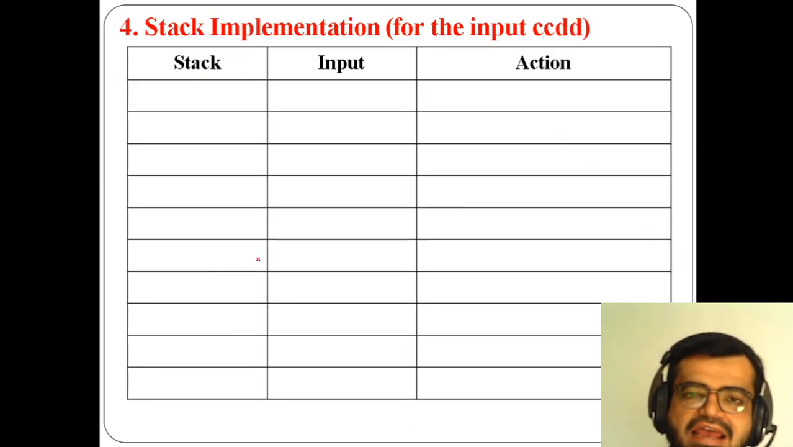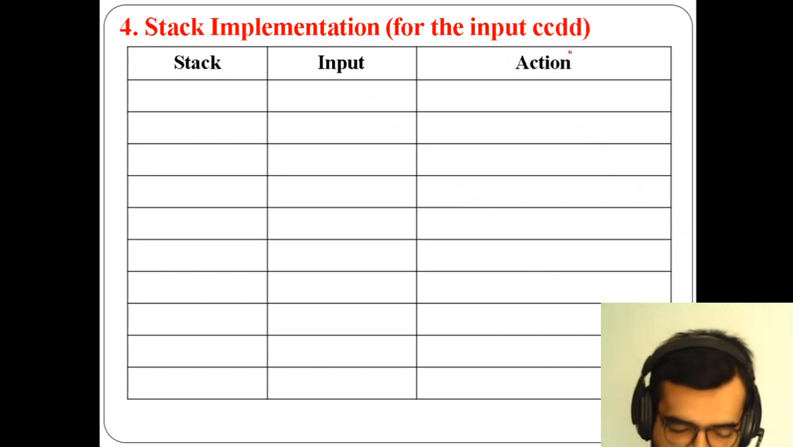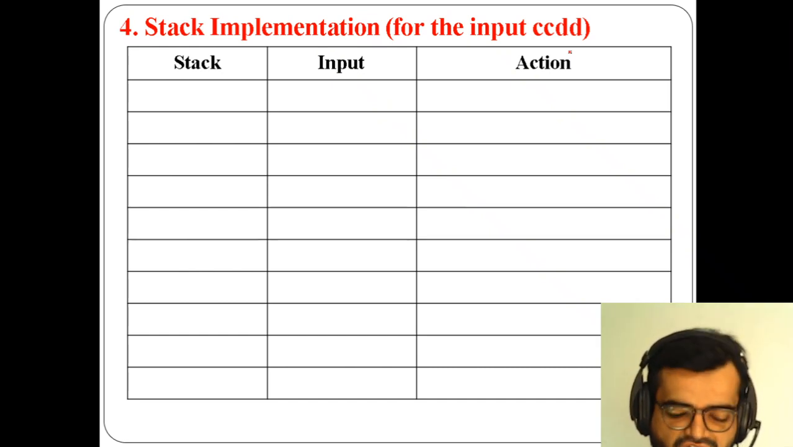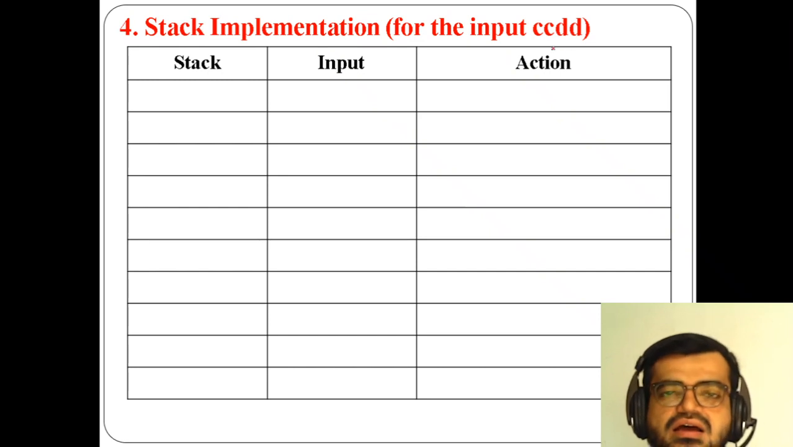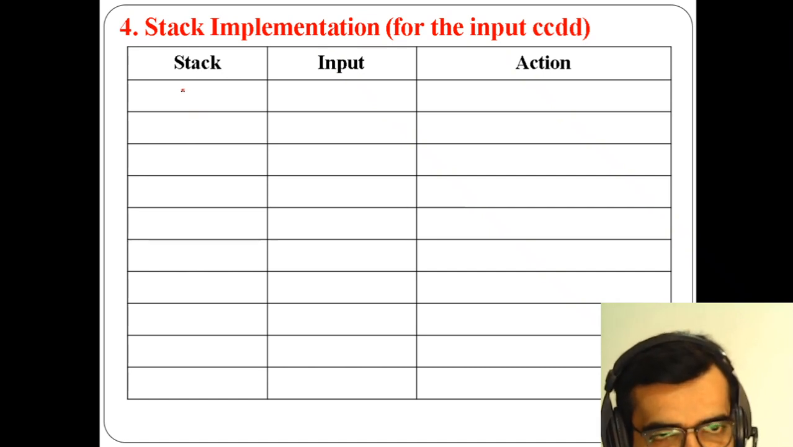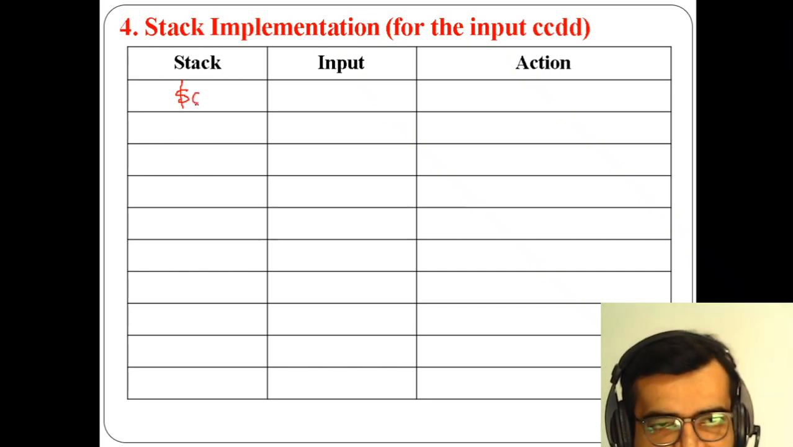The next thing is your stack implementation. For example, this is my input string, CCDD. I have to check whether this input string will be satisfied or not. This is my stack. Initially, for the first time, I have to use $, and you have to start with the start state I0.